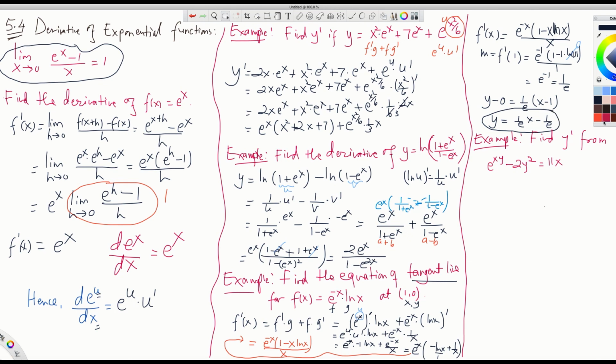Okay. So the next example is, you will have to do implicit differentiation. Find y prime from e^(xy) minus 2y^2 equals 11x. Okay. So how do I find that? It is like e^u, right? It is like e^u. So let me write that u form.